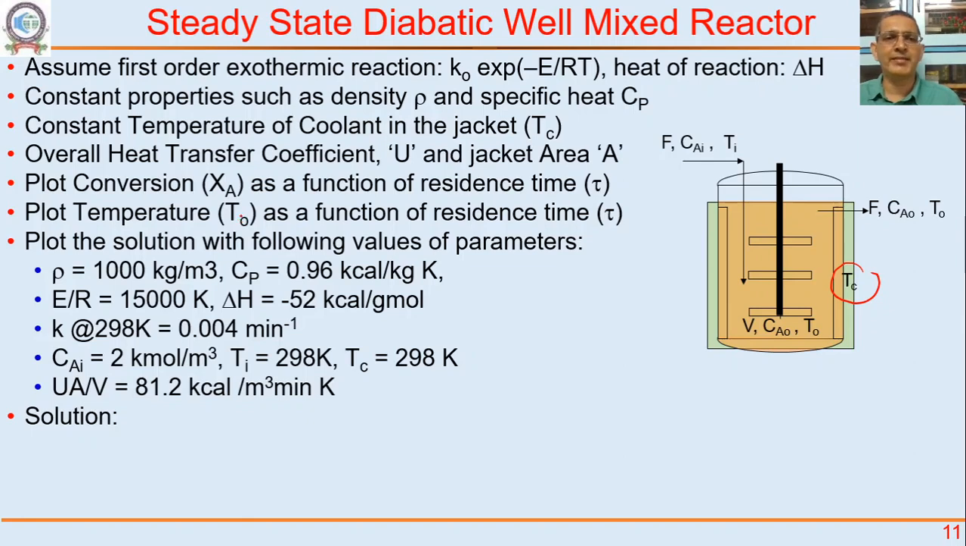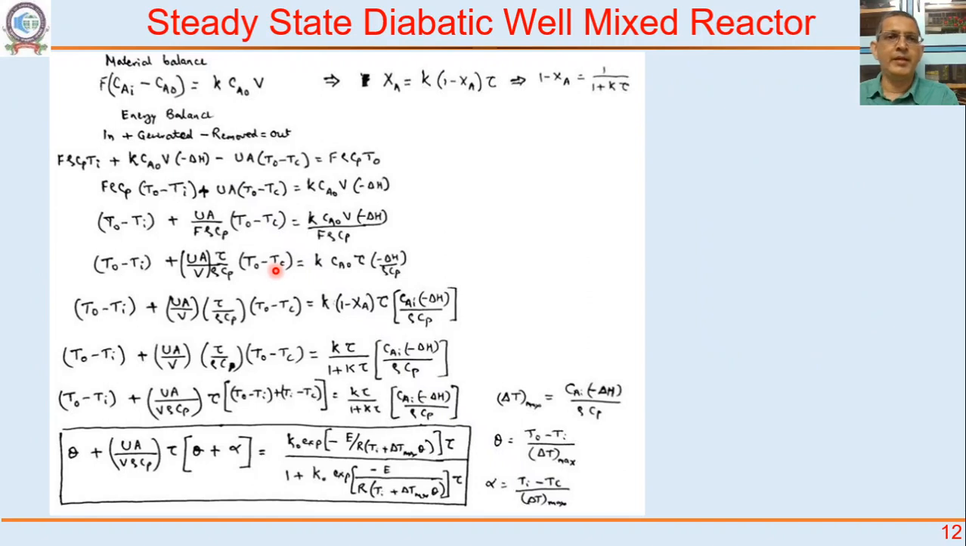Okay, again same thing I want you to do. I want you to plot XA, write material balance, write enthalpy balance, generate equations and calculate how the temperature and conversion change with the residence time. So I want you to write these equations and solve them for yourself. Take these values, you can solve for these values. Pause the video, do this exercise for yourself. Here is what you will find.